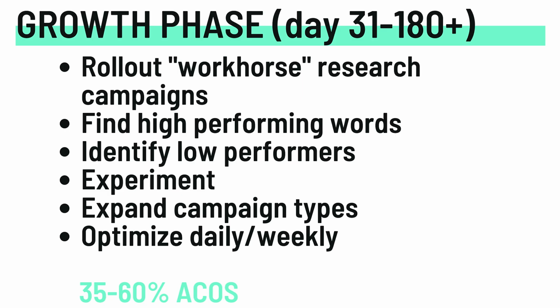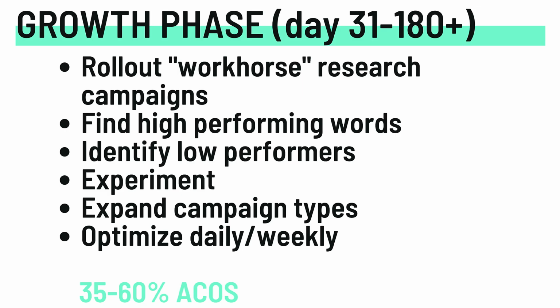We're going to try to find our high performing words here. That's another main goal. And we're going to want to identify our low performers. We're kind of pruning the tree at this point, right? We're starting to shape those keywords that matter for our listing and really dialing those in. We're also going to experiment a lot here, right? You're going to make some mistakes during this phase as you roll out new campaign types and try to figure out the words are, so expect to experiment.